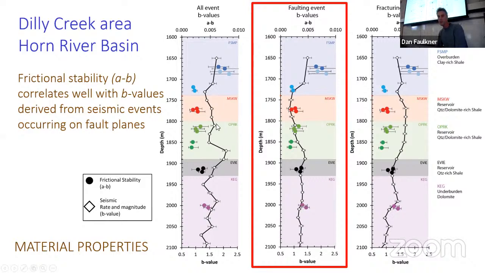So if you just look at all of the events, so the ones that are not on fault planes as well, there's a really poor correlation between our measured lab values and the seismic B values that you see. And if you strip away just the faulting events and look at the unclustered events, again, there's a really poor correlation. So a pattern only starts to emerge when we have a look at our lab data, which are measured on simulated faults, with the actual events that are occurring on faults in the subsurface.